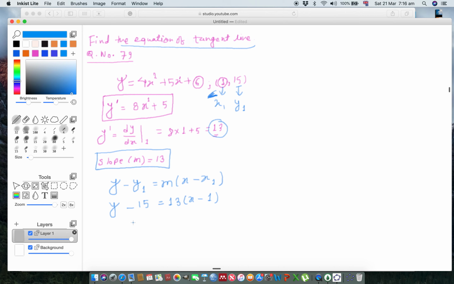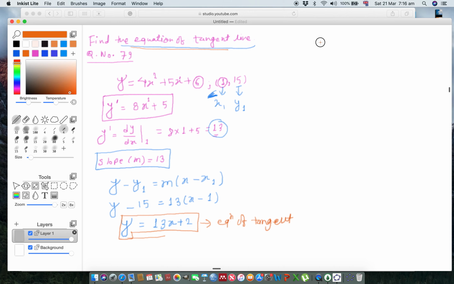Finally, when you rearrange this equation, you will have y is equal to 13x plus 2. This is the answer. The equation of the tangent line is y is equal to 13x plus 2. This is the equation of the tangent.